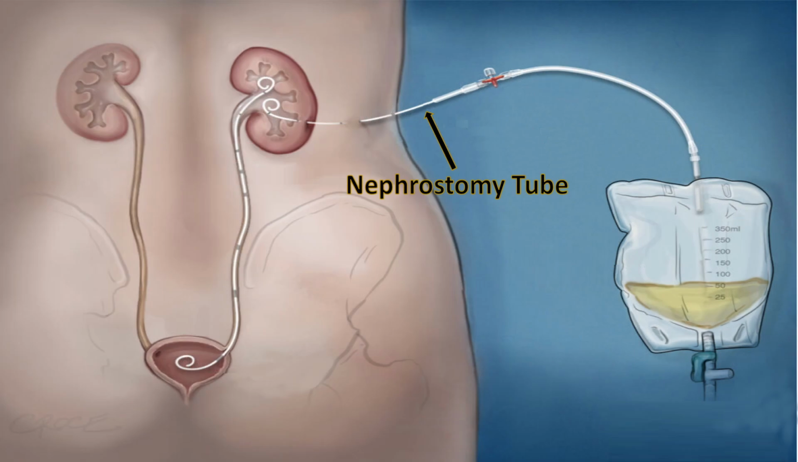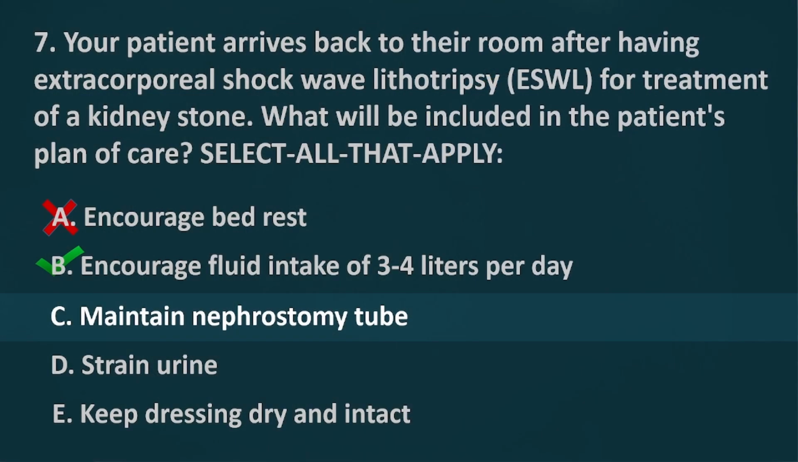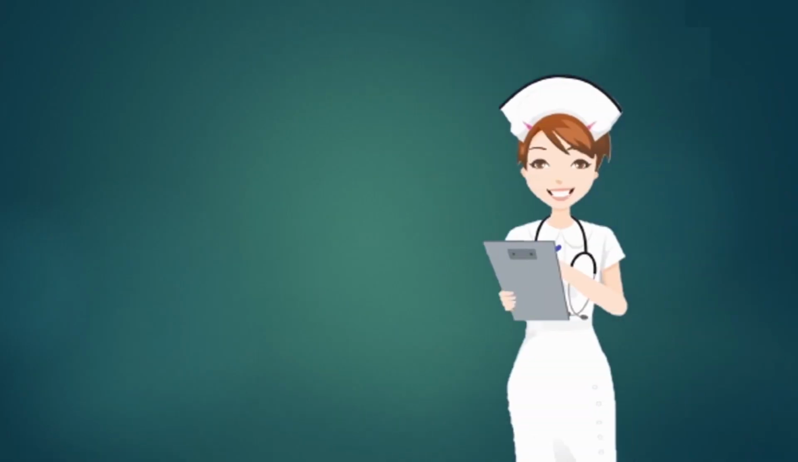Nephrostomy is a procedure to drain urine from your kidney using a catheter tube. This is performed when ureters are blocked and urine is unable to flow. This is not performed in extracorporeal shockwave lithotripsy, making option C an incorrect statement. It is vital that the nurse strains every void to assess the urine if stones have already passed out, making option D a correct statement. Keeping the dressing dry and intact is not applicable, as extracorporeal shockwave lithotripsy doesn't involve any incision, making option E an incorrect statement.